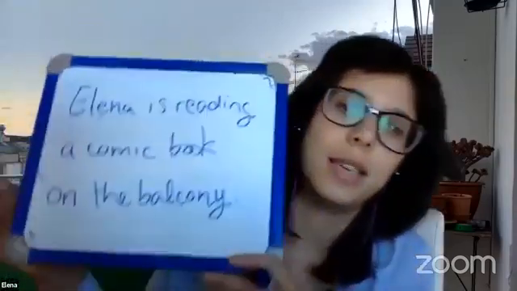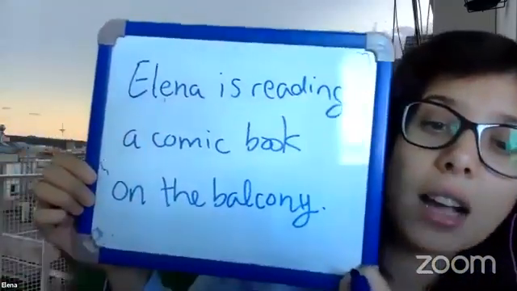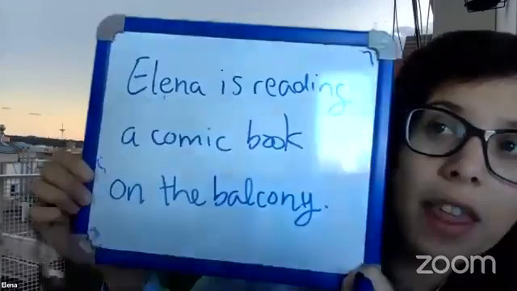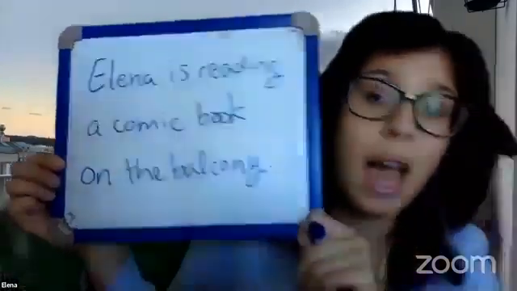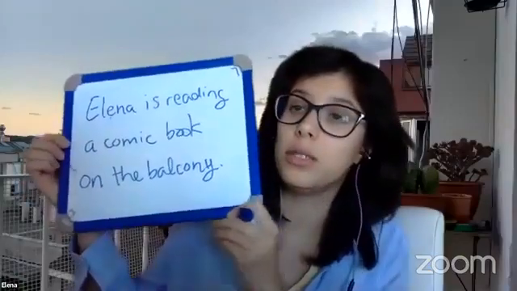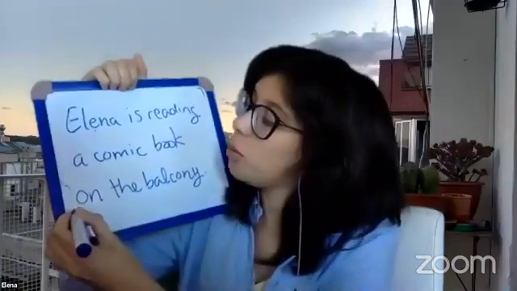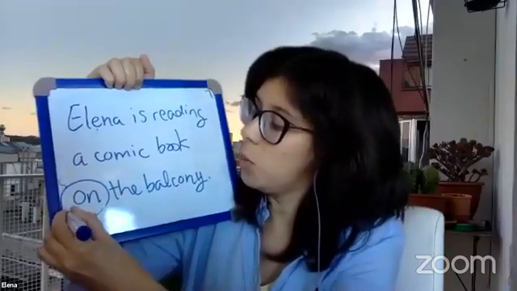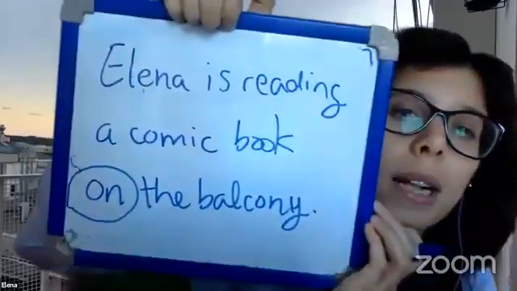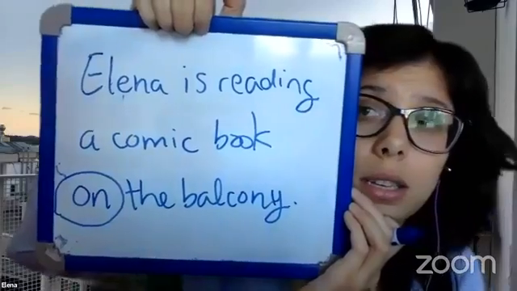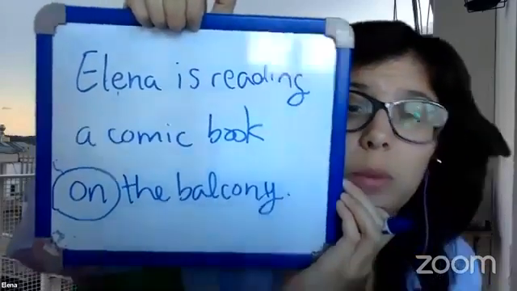And let me show you just a little trick. It would be like this. Elena is reading a comic book on the balcony. And this brings me to a little trick, which is that when we talk about the balcony, we don't say in the balcony, we say on the balcony. See? So that would be the complete answer, but your answers were all really good ones. So thank you very much.